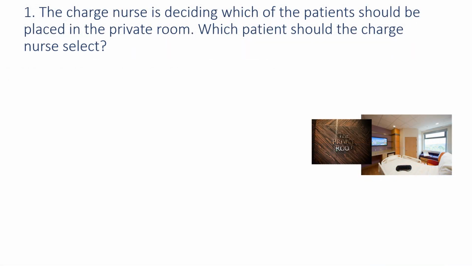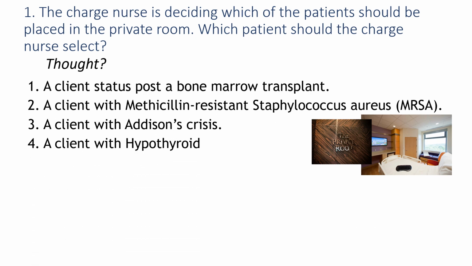Question number 1. The charge nurse is deciding which of the patients should be placed in the private room. Which patient should the charge nurse select? Number 1. A client status post a bone marrow transplant. Number 2. A client with methicillin-resistant Staph aureus or MRSA. Number 3. A client with Addison's crisis. Or number 4. A client with hypothyroid. And the answer here is number 1.